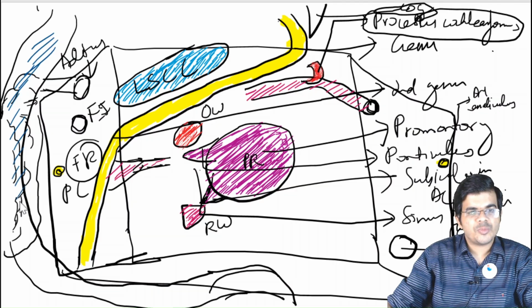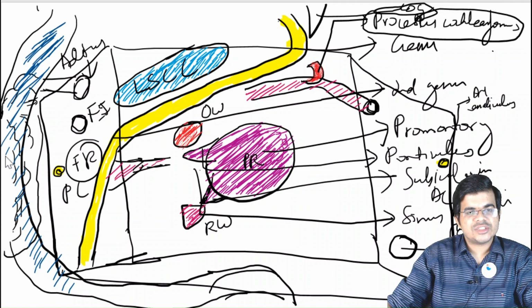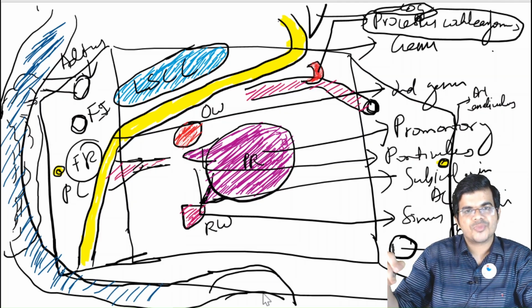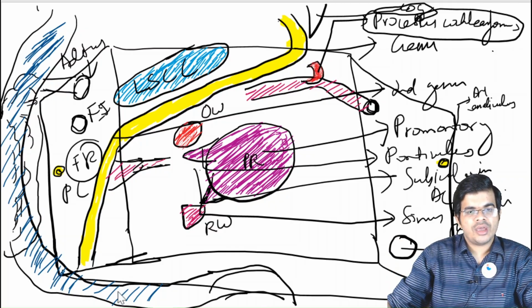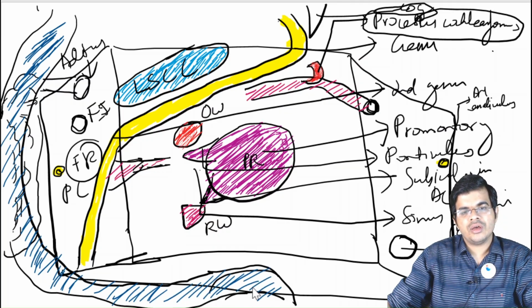So this is the sigmoid sinus. Sigmoid sinus forms the posterior relationship of the mastoid. It's posterior to the mastoid, and you have the sigmoid plate which protects the mastoid from the sigmoid sinus while drilling. If you go beyond the sigmoid plate, you will accidentally tear the sigmoid sinus. So the sigmoid sinus continues to form the jugular bulb over here.